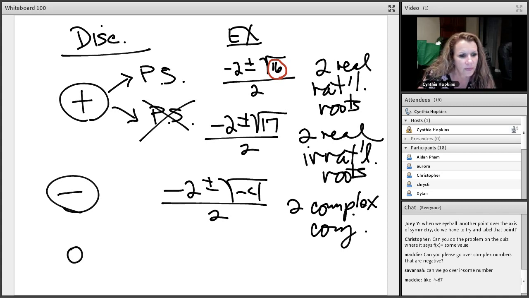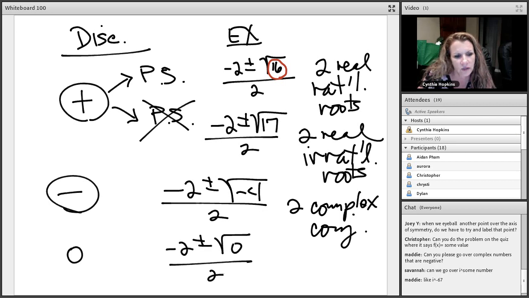Finally, I forgot 0. So 0 is a fourth one. For example, -2 plus or minus the square root of 0 all over 2. Let me go back and circle in red the discriminant, just the 17, here just the -4, and here just the 0. When your discriminant is 0, your square root completely goes away. The square root of 0 is 0. And whether you add or subtract 0 from -2, you only get -2. Then divided by 2, you would get -1 as a double root.